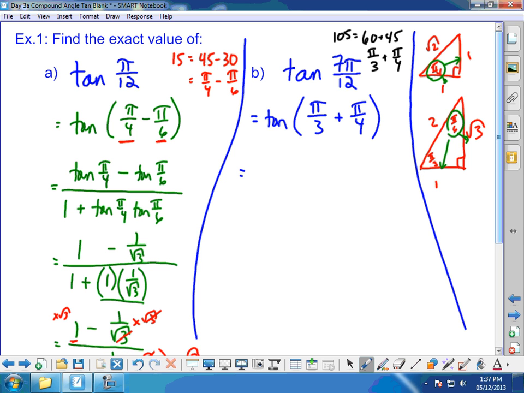I've got tan, so I'm going to use the compound angle formula for tan, but it's plus. So it's tan A, or the first term, which is pi over 3, plus tan pi over 4, all over 1 minus, so opposite operation, then multiply them, tan A tan B.